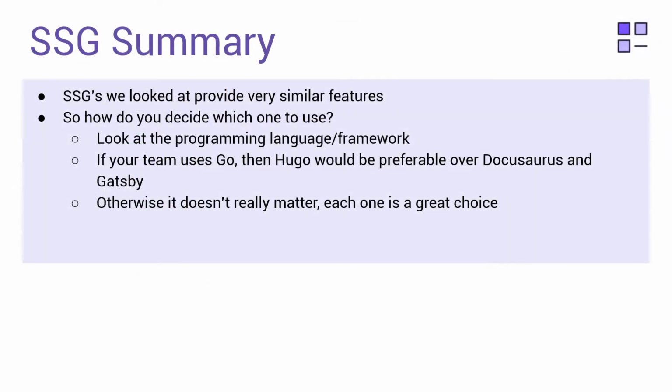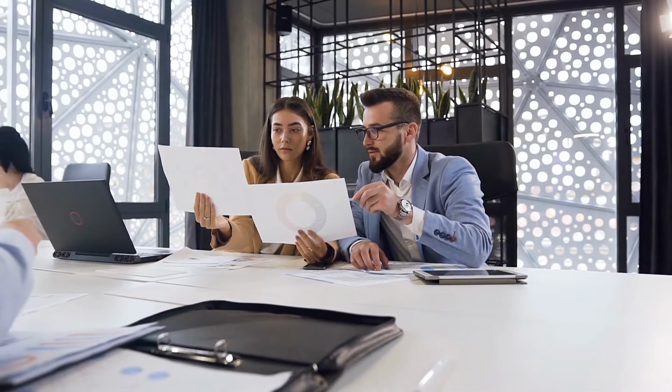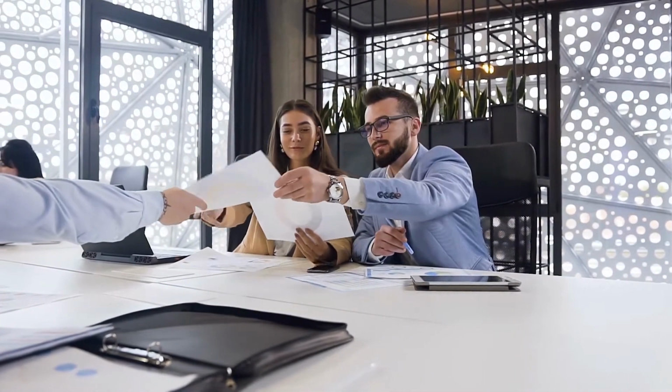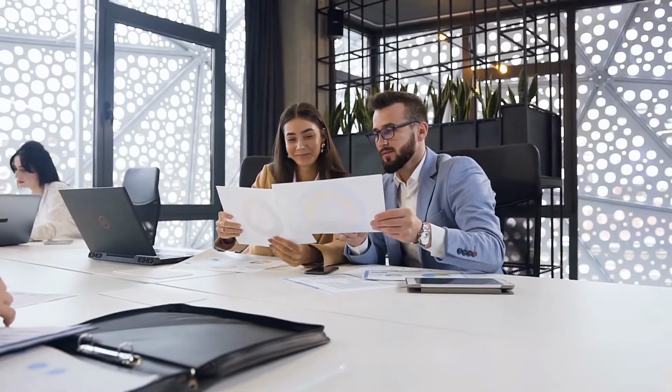So the static site generators we looked at provide very similar features. So how do you decide which one to use? One way is by looking at the programming language or framework that the SSG is made from. So for example, if your team uses Go, then Hugo would be preferable over Docusaurus and Gatsby. Otherwise, it really doesn't matter, as each one is a great choice.